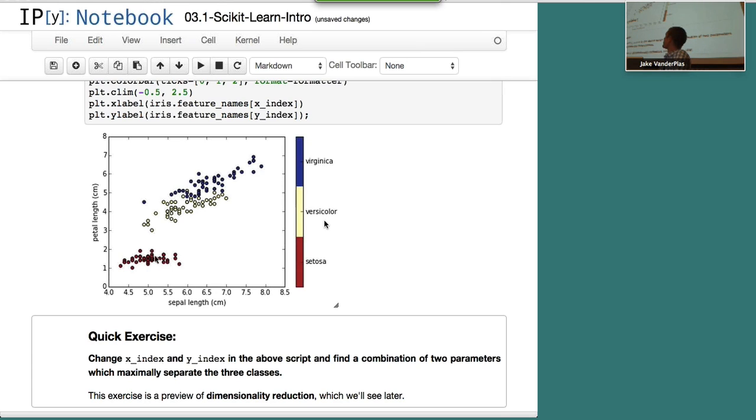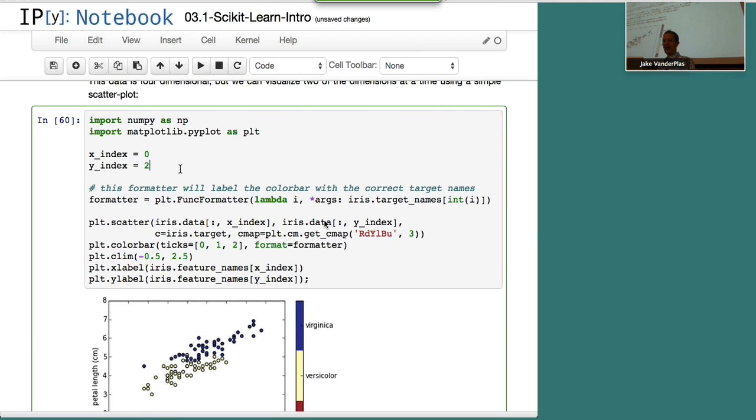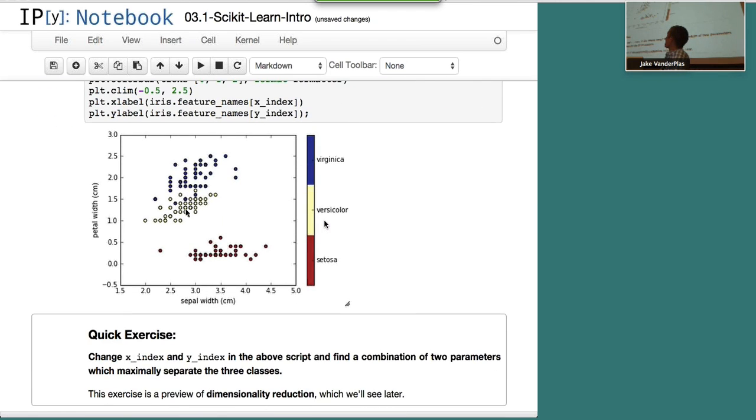This class is kind of all off by itself in this projection, and these are pretty well separated. You can imagine maybe drawing a line right here to separate those two, and a line right here to separate the rest. Let's take a look at the petal width versus the width. You see the same sort of thing here. So this is the data exploration.